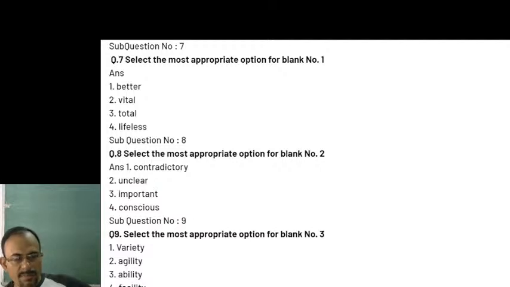It is also very simple. Question number 8, 1, 2, 3, 4. Question number 8, you tell me. Which one is the correct answer you think?